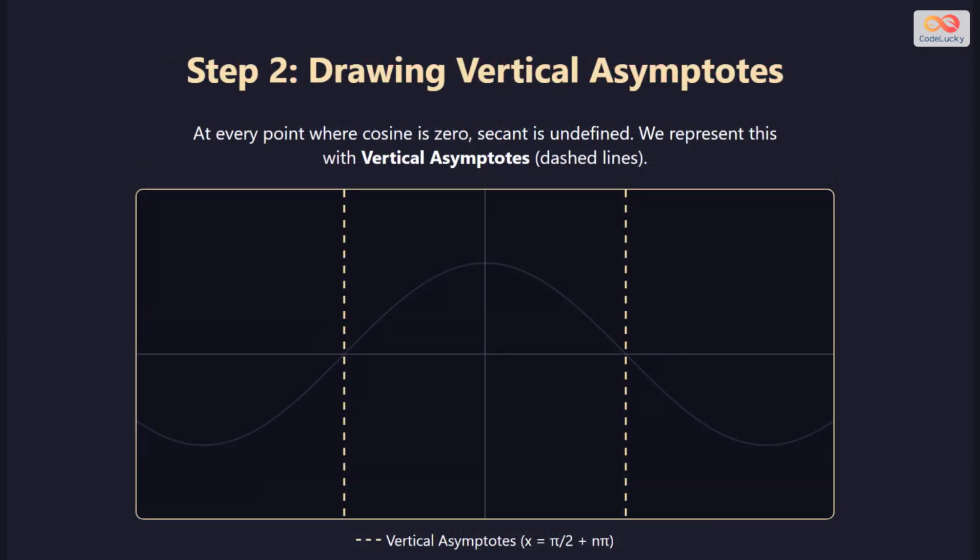Because the function is undefined at those points, we draw vertical dashed lines called asymptotes. These occur at odd multiples of pi/2, such as -pi/2, pi/2, and 3pi/2. The graph of secant will get very close to these lines, but will never touch or cross them.